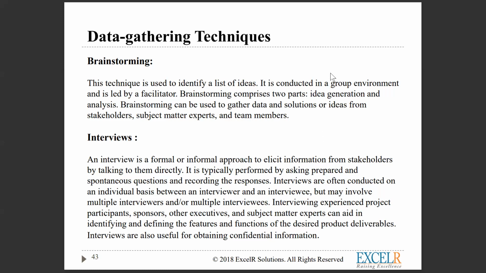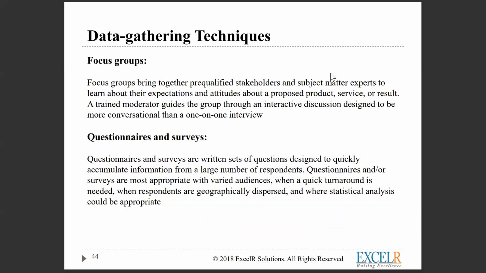What are the data gathering techniques? We have brainstorming, interviews, focus groups, and questionnaires and surveys. We take the requirement through questionnaires and surveys. We form focus groups, like a team of domain experts, subject matter experts who are well qualified in the knowledge areas of the subject matter. They will focus on specific requirements. Let's say in a banking domain project, one module on risk or credit needs to be done. Then subject matter experts get involved behind closed doors, discuss the requirement, and the final output will be the requirement.